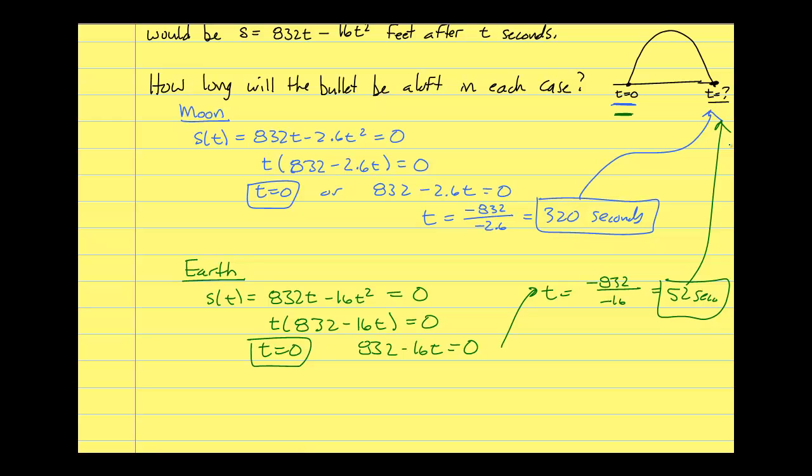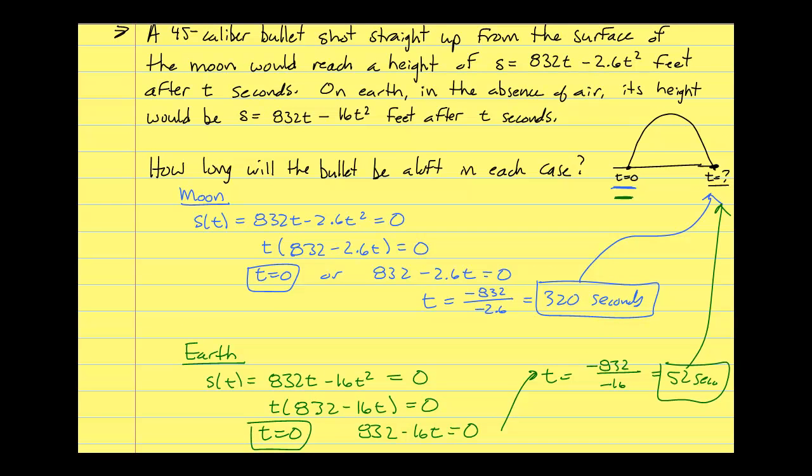Now what could explain this? Well, there's more gravitational pull on the Earth than there is on the Moon, so it's pulling that bullet toward the surface of the Earth faster. So it's not aloft as long. Now another quick question we could answer is, on this trajectory, how high will the bullet go?